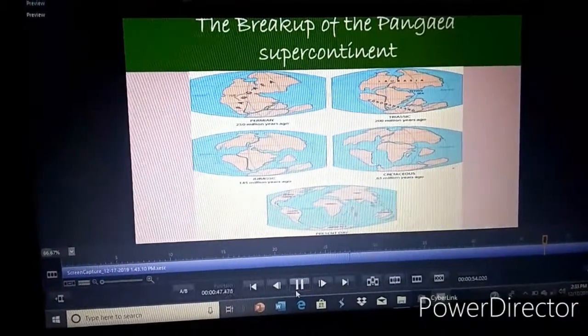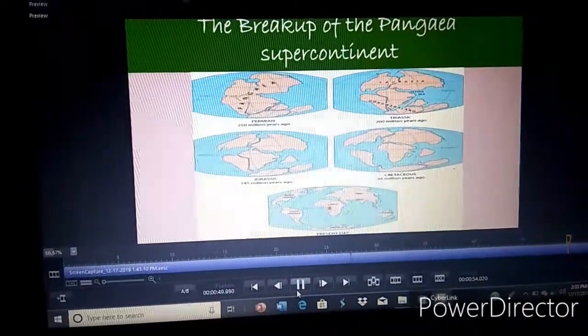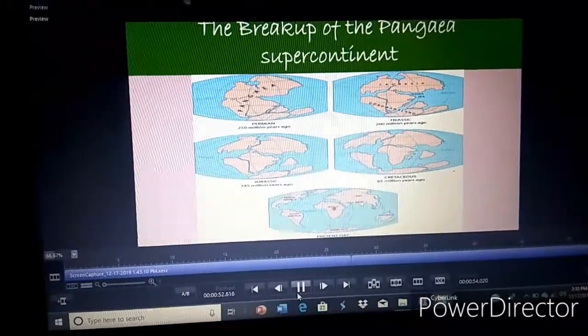So here are now the locations of the 7 continents, as you can see in your map or in your globe.